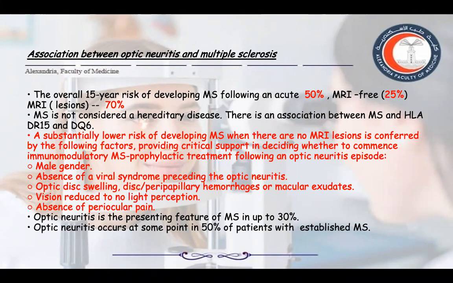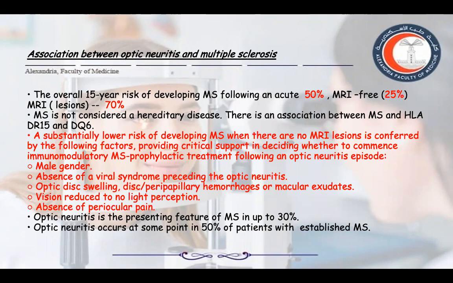If you didn't do an MRI, 50% of the cases who develop demyelinating optic neuritis will develop MS in the next 15 years. If you did an MRI and it was free, it decreases to 25%. And if you did MRI and it showed lesions, it will rise to 70%. So it is very important to properly diagnose optic neuritis and to do MRI and to counsel the patient about the risk of MS. MS is not considered a hereditary disease, but however, there are some associations with HLA DR15 and DQ6.